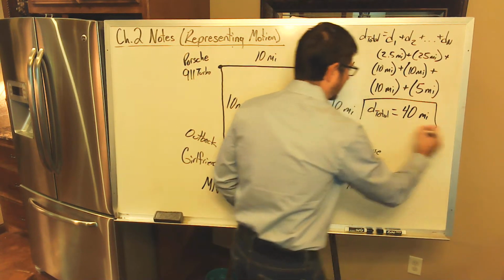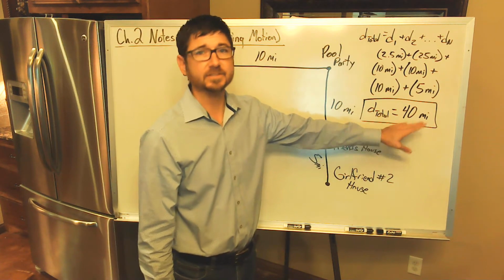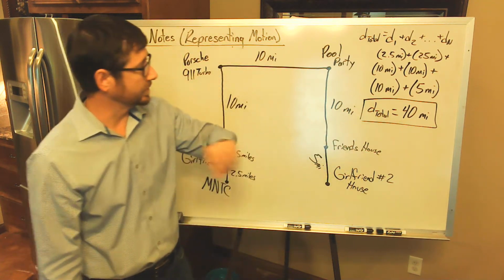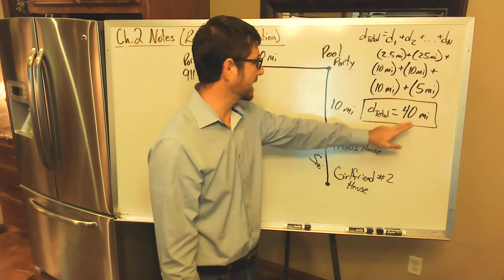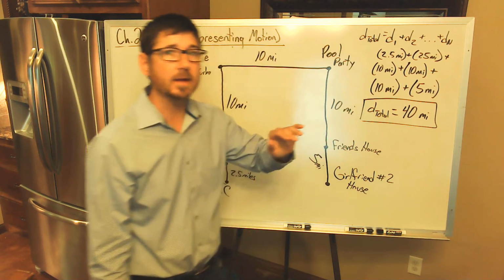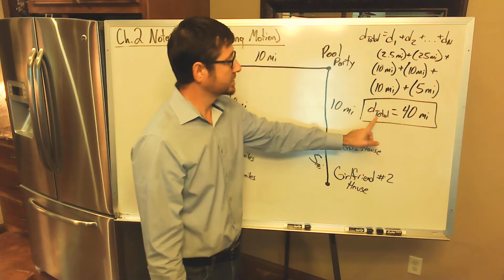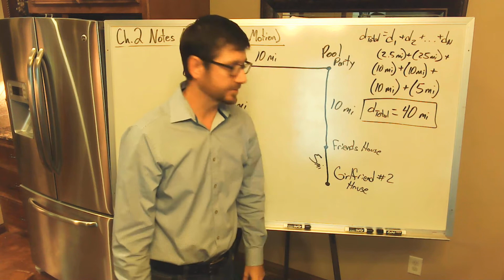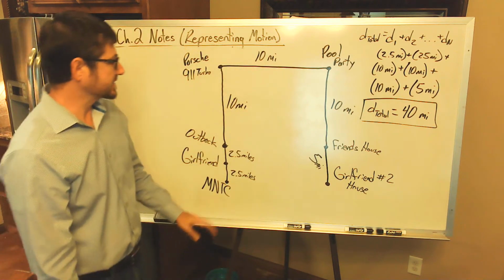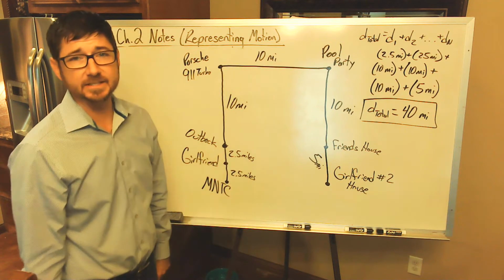Okay, now remember that distance is a scalar. It does not include direction. We just have magnitude, okay? So this is a scalar value because we are not describing the direction in addition to the magnitude. So total distance, 40 miles. Now, let's take a look at Micah's displacement here, and let's see if it's any different.